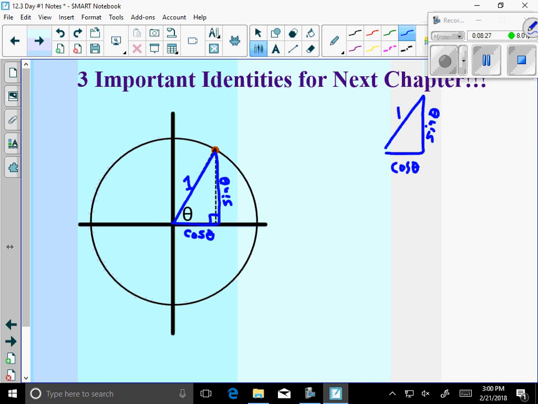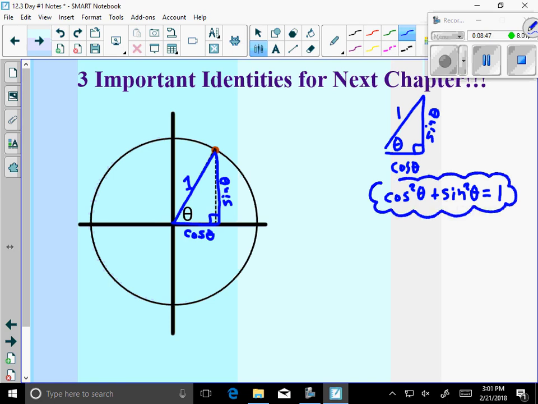Let's develop our first identity. Oh, this feels so good. If I used Pythagorean theorem, cosine squared theta plus sine squared theta equals 1. Identity number 1. We're a third of the way there, but actually not quite. It's going to take a lot more work to get there.